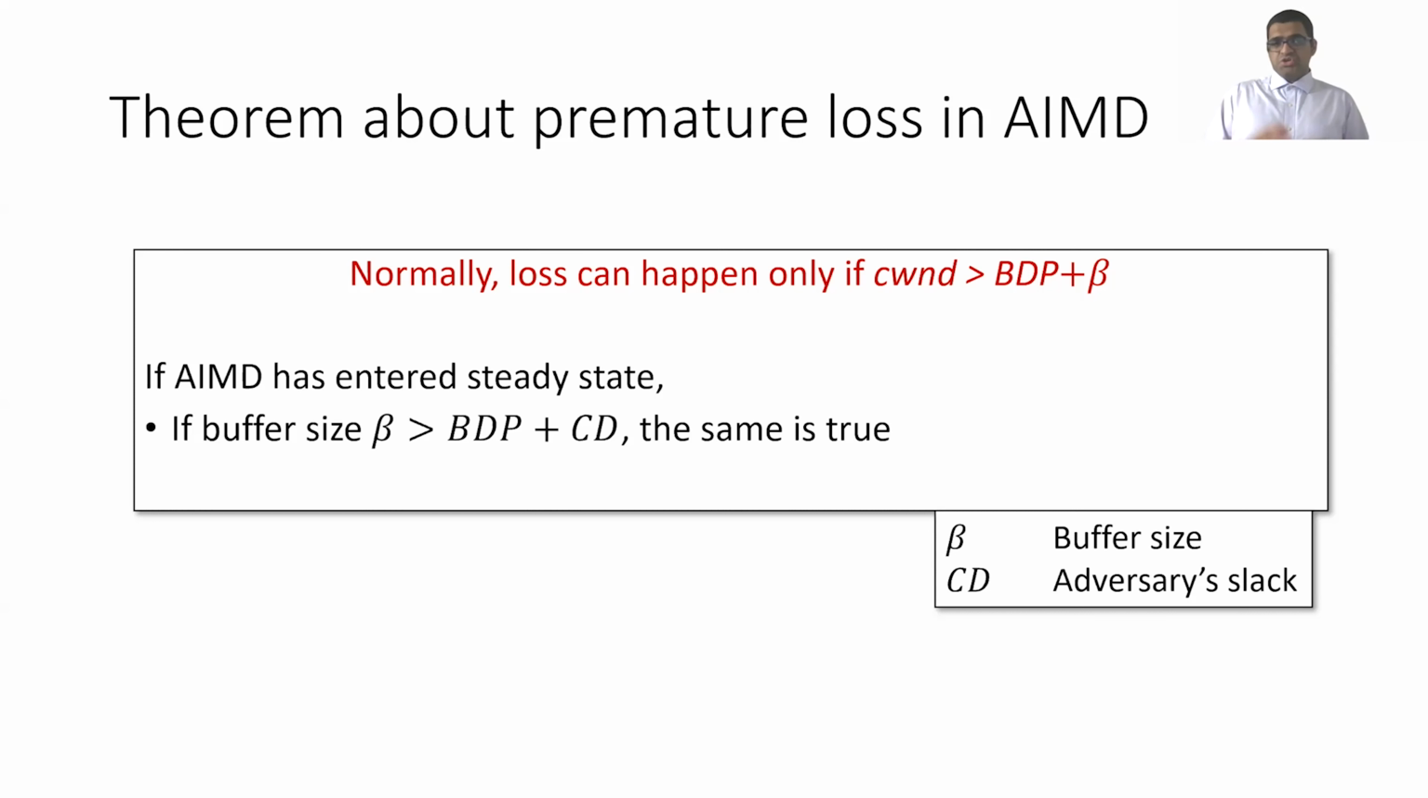And here the threshold BDP plus CD is intuitively the BDP plus C, which is the link rate, times D, which is the adversary slack. So CD is the adversary slack in bytes. And if the buffer size is smaller than this, then loss can happen only if the congestion window is greater than the buffer size. And this is much smaller than the regular bound, which is BDP plus the buffer size. In fact, this bound is tight because we just saw an example where loss can happen when the congestion window is 2 BDP and the buffer size was also 2 BDP.